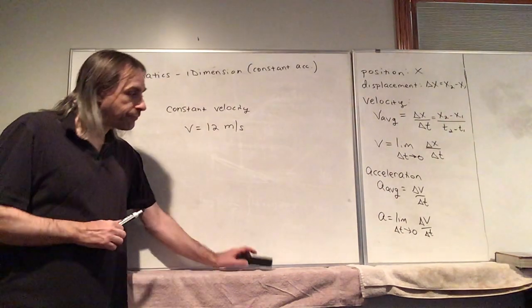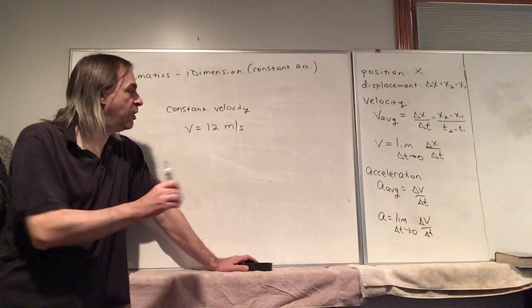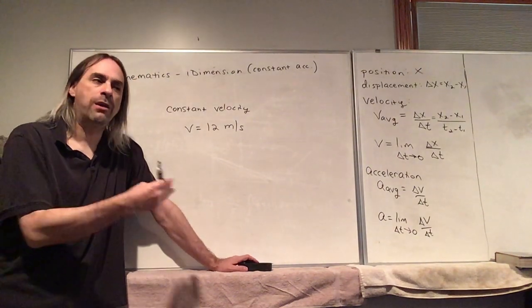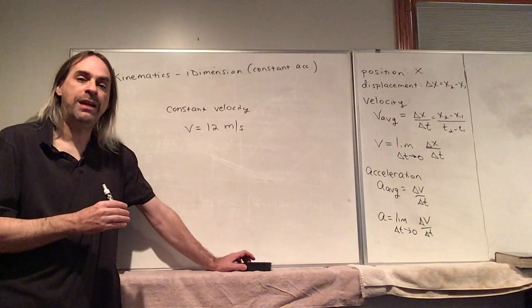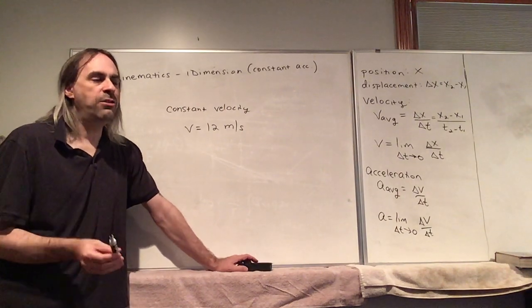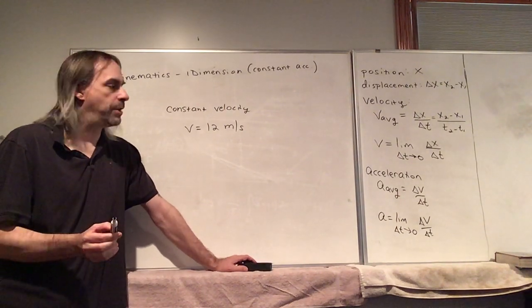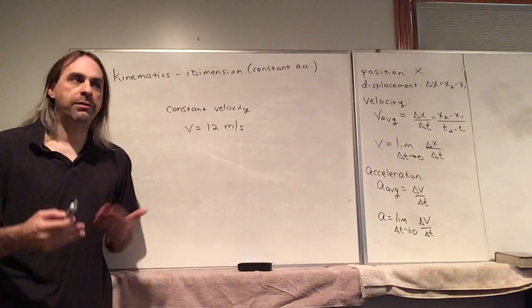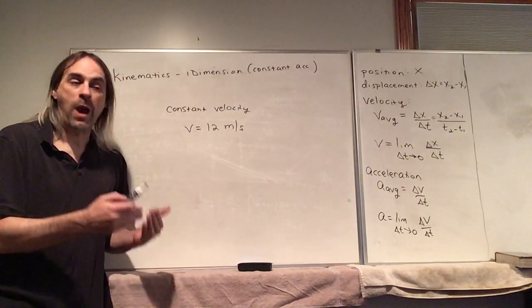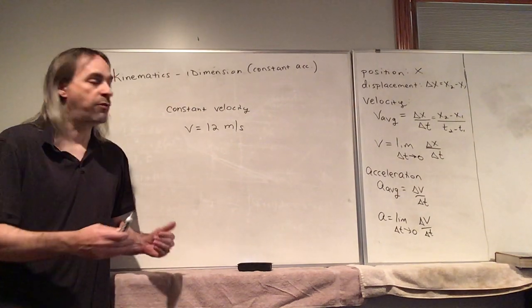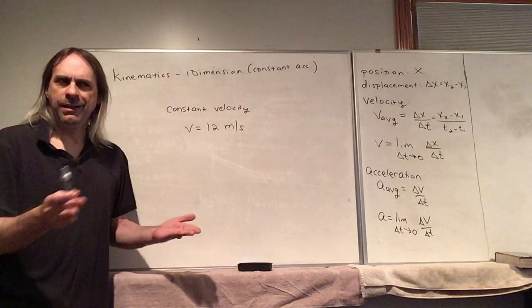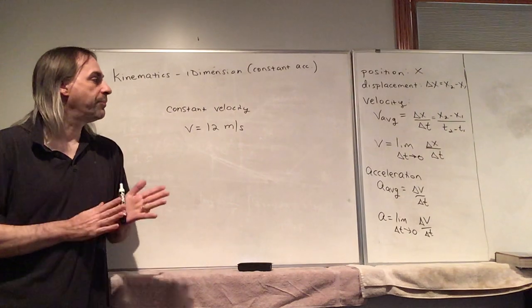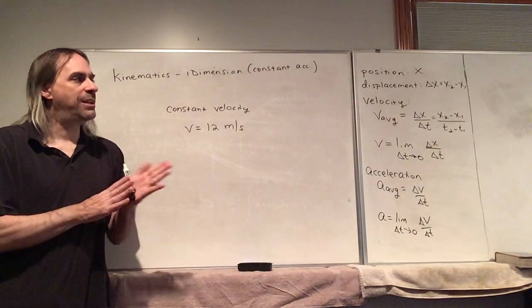But you don't really have enough information to know where this object is going to be at some later time unless you know where the object started. So if we want to describe the motion of an object, we need to know where it started, if we want to know where it's going to be later. Kind of an obvious thing, but yeah.